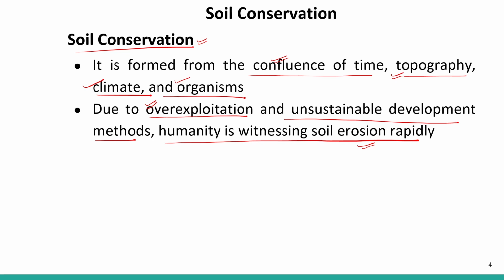Okay, this is not just to conserve the soil. We are not talking just to conserve the soil. If you are conserving the soil, then you are conserving the crops also, you are conserving the forest also, and if you are conserving the forest, then you are conserving the animals also, right? So due to the over exploitation, excessive use of soil, or we are not following the sustainable development methods, right? Then we are very selfish, and in that way humanity is witnessing soil erosion rapidly.